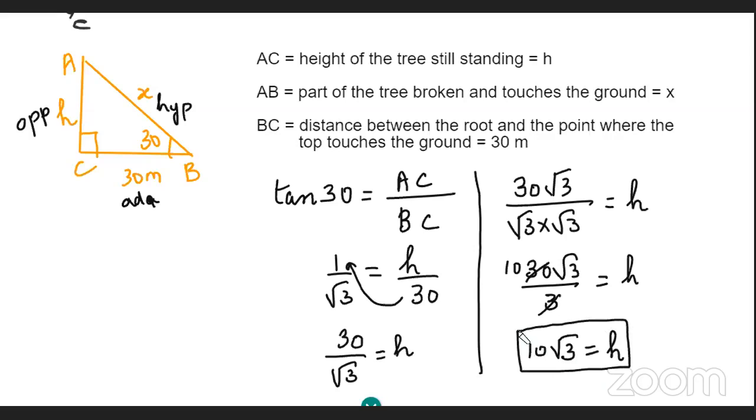So H, that is the part of the tree which is still standing, is 10 root 3. Clear? Yes, ma'am. Okay. Anyone who has to write it, I'll wait so you can copy it down.